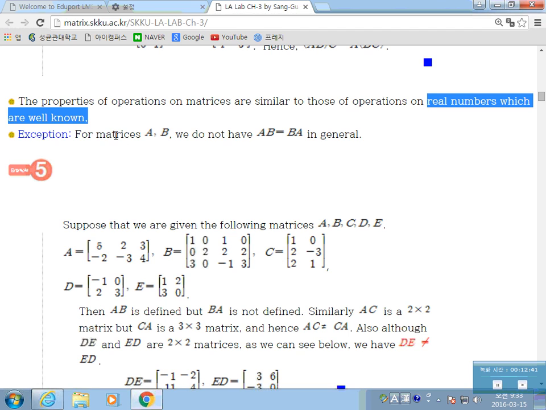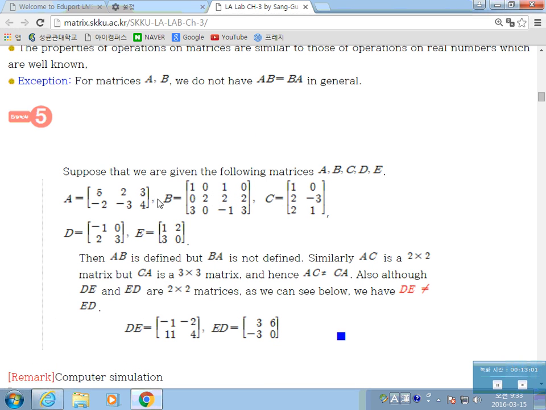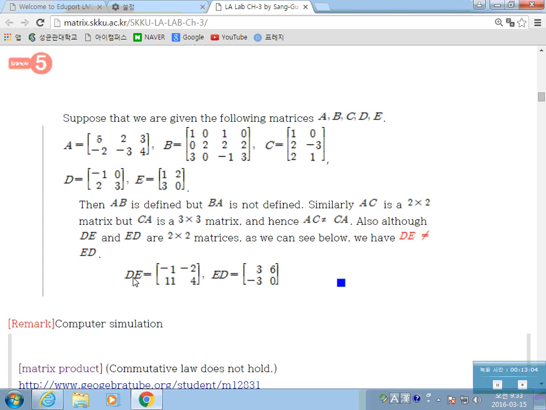This is a generalization. But you have to know we do not have AB equal to BA in general. In the real numbers, the product of two numbers is commutative. Matrix multiplication is not commutative. As you see here, suppose we have A, B, C, D like this, then DE is this, but ED is this. They are not the same. So matrix product is a generalization of real number multiplication, but it has more than that. So you should know this.